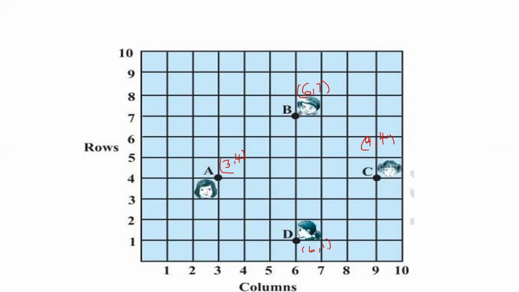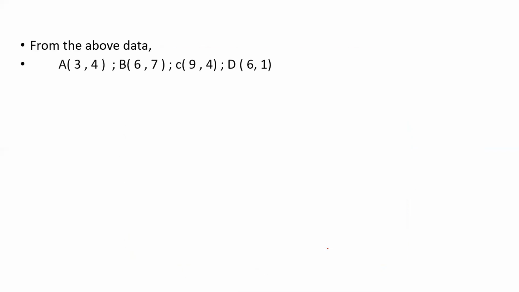Now I need to check whether it is going to be a square or not. To tell that, first I should know the property of a square. A square is a polygon with 4 equal sides, and the diagonals are also equal. Let me see whether the 4 sides are going to be equal and the diagonals are also going to be equal. First, let's write the given data. We have the points A, B, C, D as 3, 4, 6, 7, 9, 4 and 6, 1. And let's find the distance.